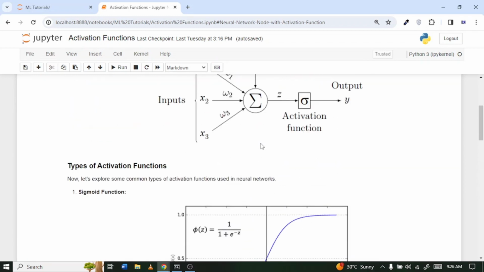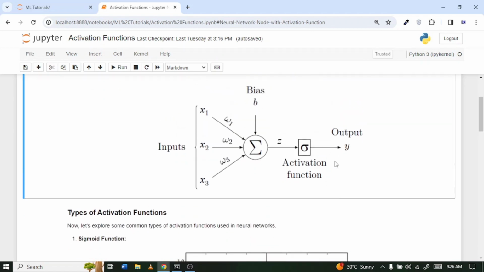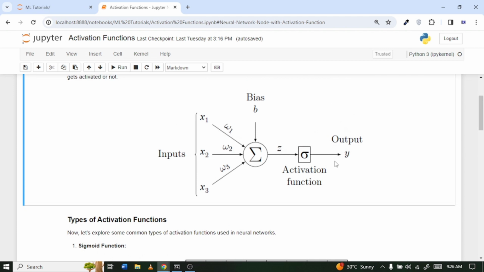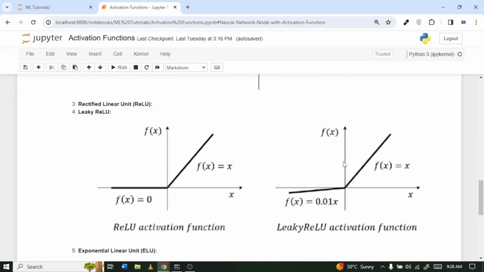So let's go back to our diagram. Let's say after the summation here, the value is always negative. Then it means the output will always be 0. And that is termed the dying ReLU problem. It means this node is dead because no matter what, the end result is 0. So that is the challenge when it comes to ReLU.